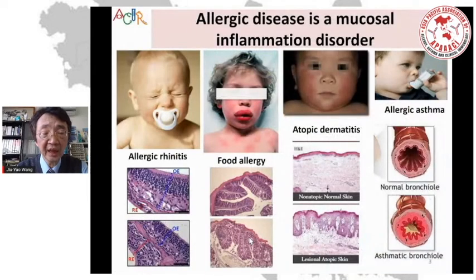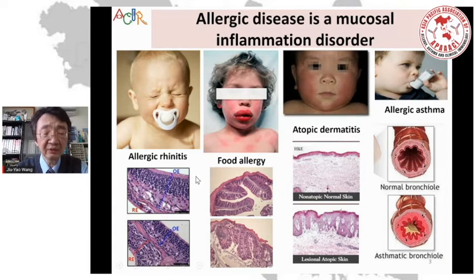And I would like to focus on the separate point that allergic disorder is truly a systemic type 2 immune response reaction. Most importantly, they share some common pathology. You can see from this slide, for allergic rhinitis, the mucosal membrane has inflammation, with a lot of eosinophil infiltration in the respiratory epithelial cells.